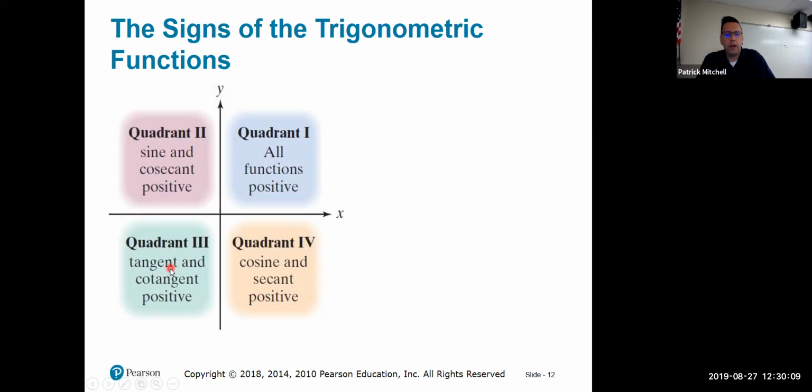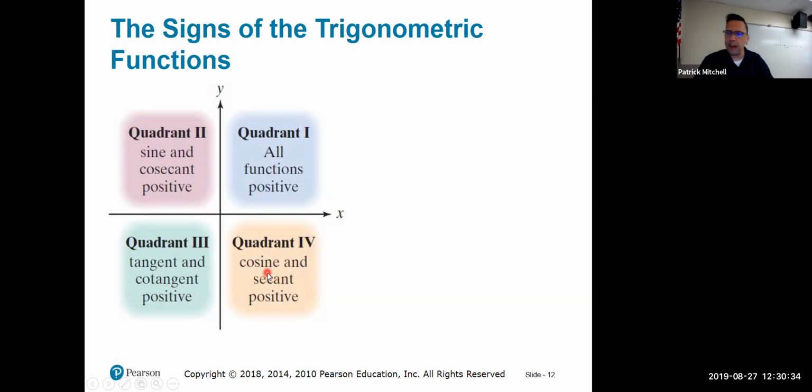Okay. In quadrant 3, x and y are both negative, which is going to make the sine and the cosine both negative, but it will make the tangent positive because the tangent is y over x, so that'll be a negative divided by a negative. And then finally in quadrant 4, x is positive, y is negative. That's going to make cosine positive, sine negative.